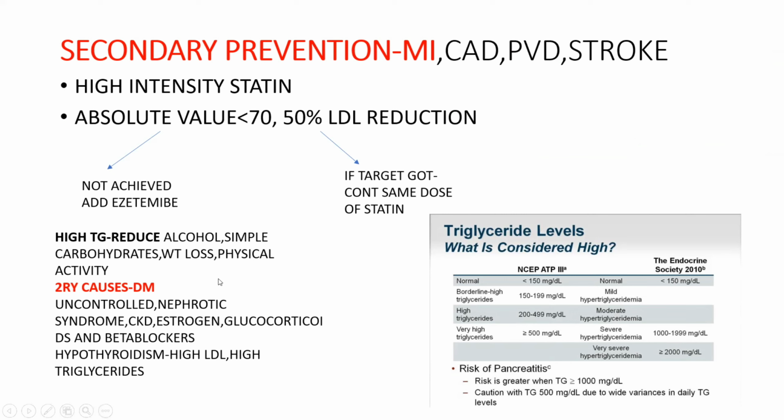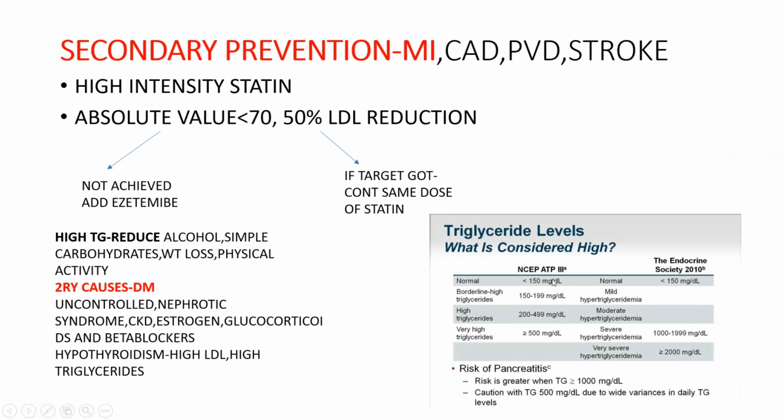Reason for high triglyceride. If the patient has high triglyceride, we will ask him to reduce alcohol, avoid simple carbohydrates, and go for weight loss and physical activity. What are the secondary causes of high triglycerides? Uncontrolled diabetes, nephrotic syndrome, CKD, estrogen, glucocorticoids, beta blockers, and hypothyroidism. Hypothyroidism usually has high LDL and high triglyceride.